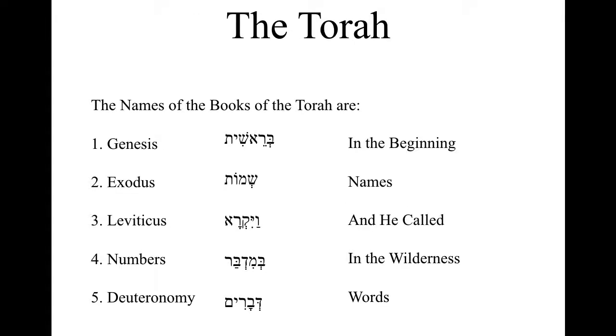So let's talk about the names of the books that are in the Torah. Genesis is Bereshit, which means in the beginning. Exodus is Shemot, which means names. Leviticus is Vayikra, which means and he called. Numbers is Bemidbar, which means in the wilderness. And Deuteronomy is Devarim, which means words.